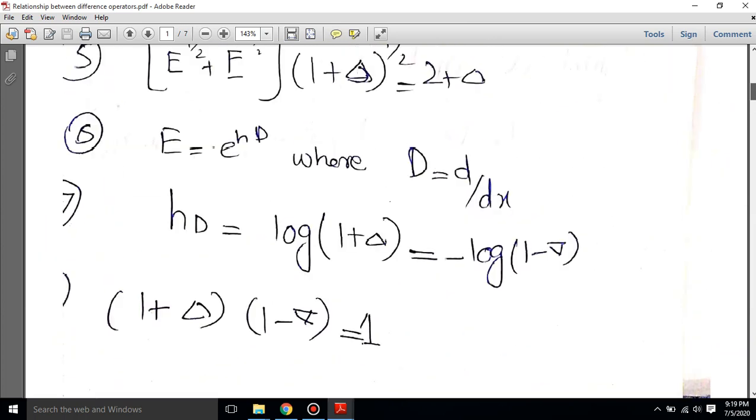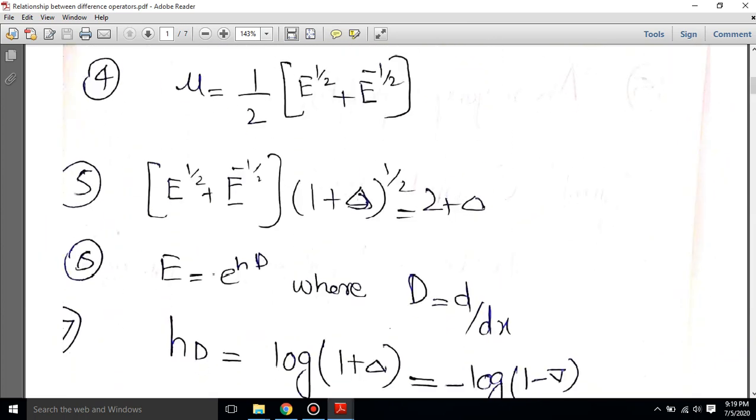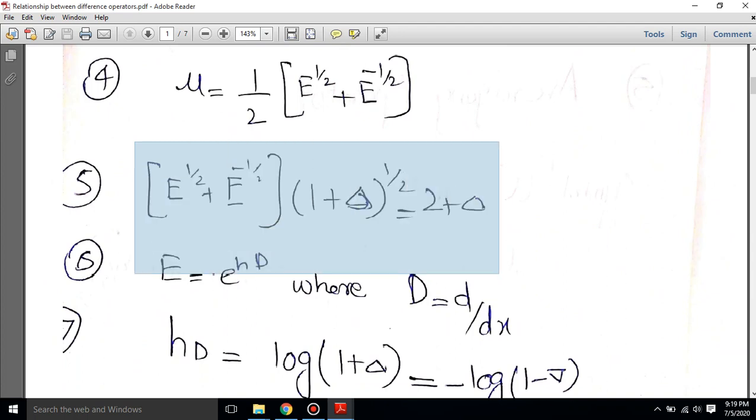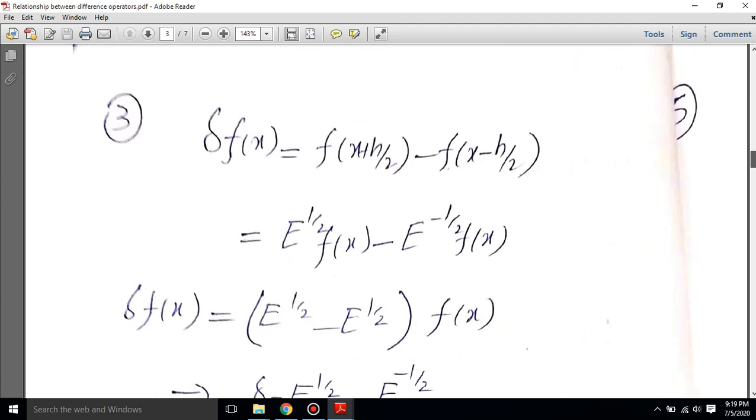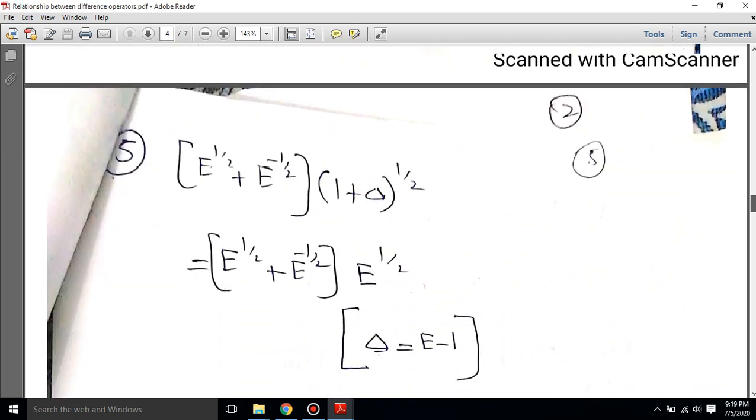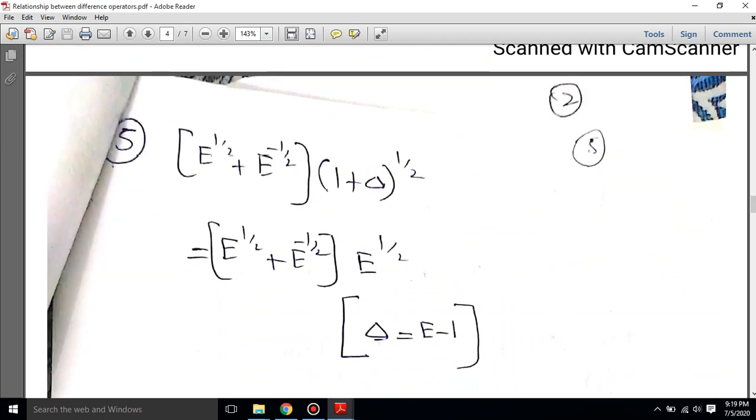And what we have to show here, I'm going to show you. We have to show that this one will be equal to 2 plus delta. Okay, so moving on, now taking this thing, please remember E to the power 1 by 2 plus E to the power minus 1 by 2 into 1 plus delta raised to the power 1 by 2.